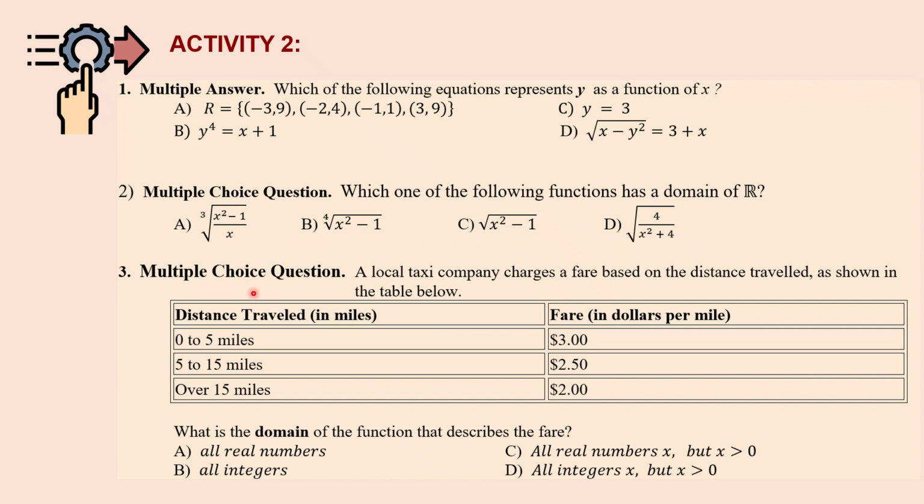And the third question is a multiple choice question again, which is an application. Here we can see that there's a table, the distance traveled, and the fare for every distance traveled. And the question here is, what is the domain of the function that describes the fare? So if this is the input and this is the output, you have to describe how you will represent the domain of this relationship. So you can answer this question again.